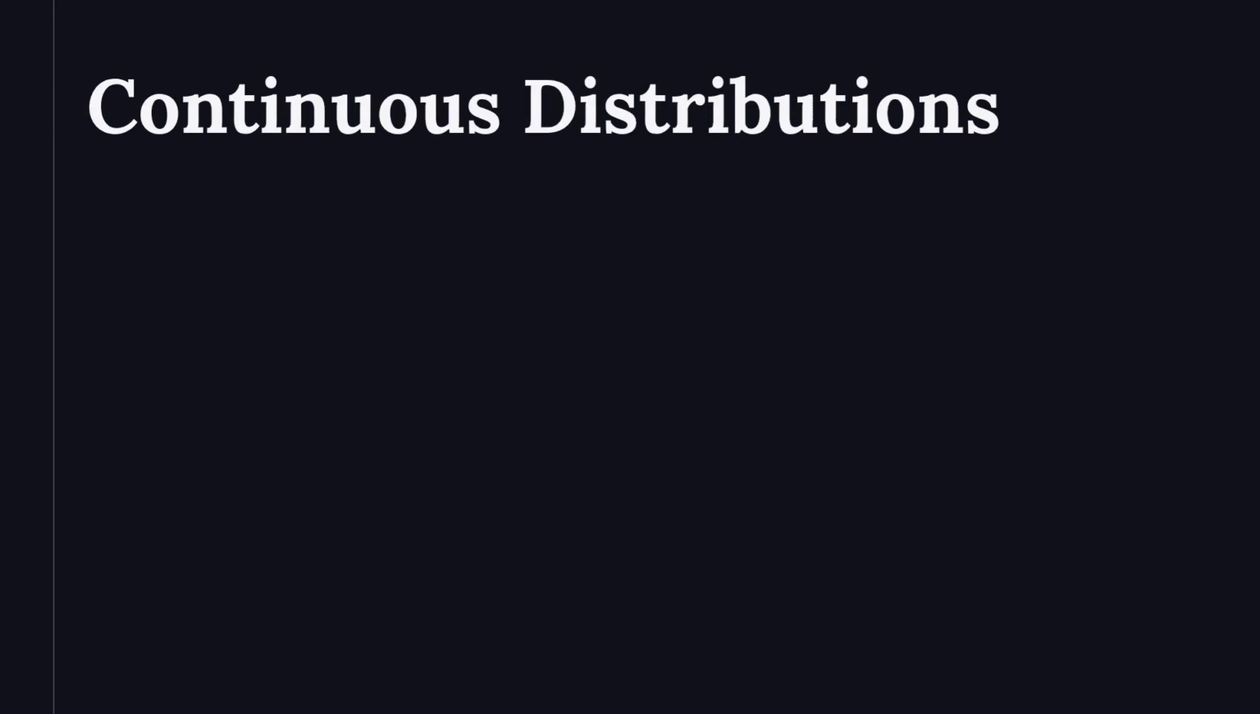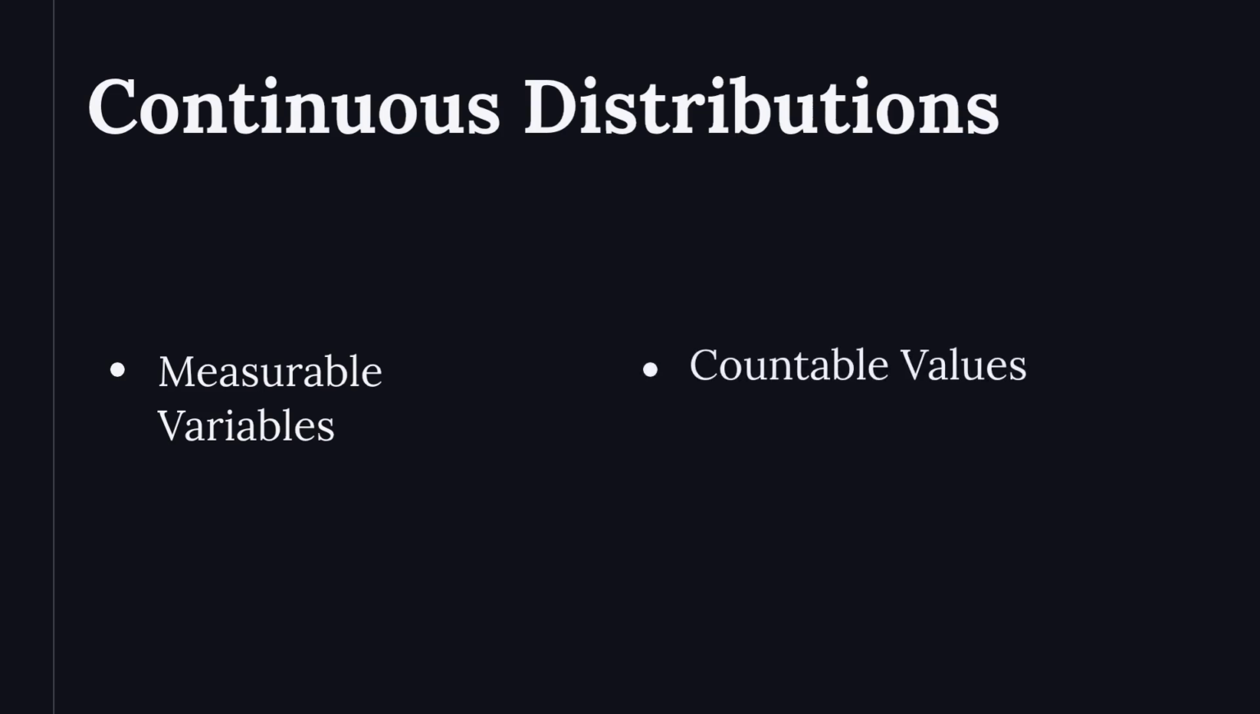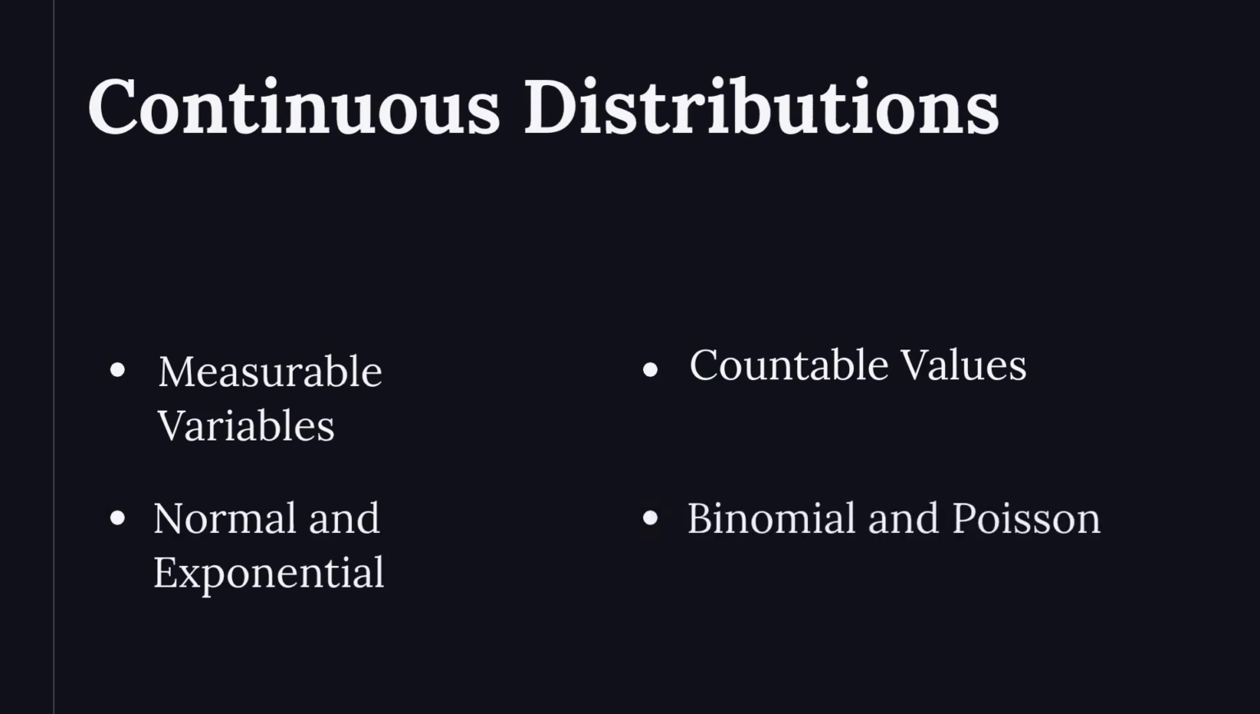Continuous distributions involve measurable variables, like height or temperature. Discrete distributions involve countable values, like customer counts. Continuous examples include normal and exponential. Discrete include binomial and Poisson. Understanding these differences is crucial for data analysis. Selecting the right distribution enhances model accuracy.